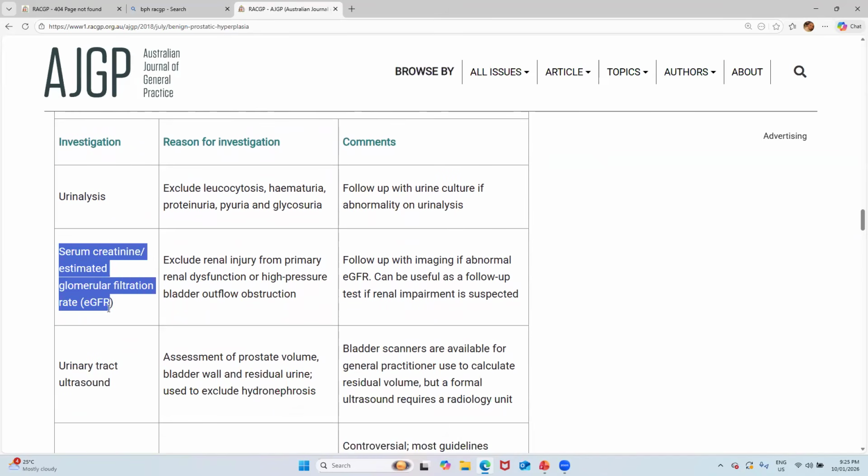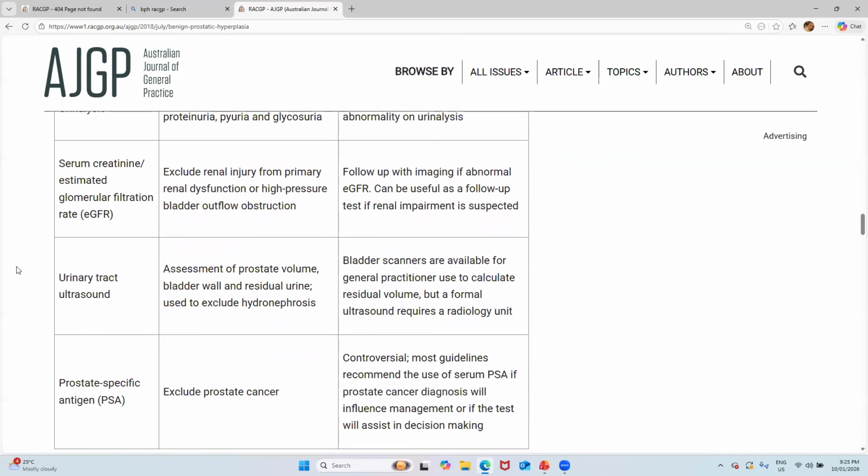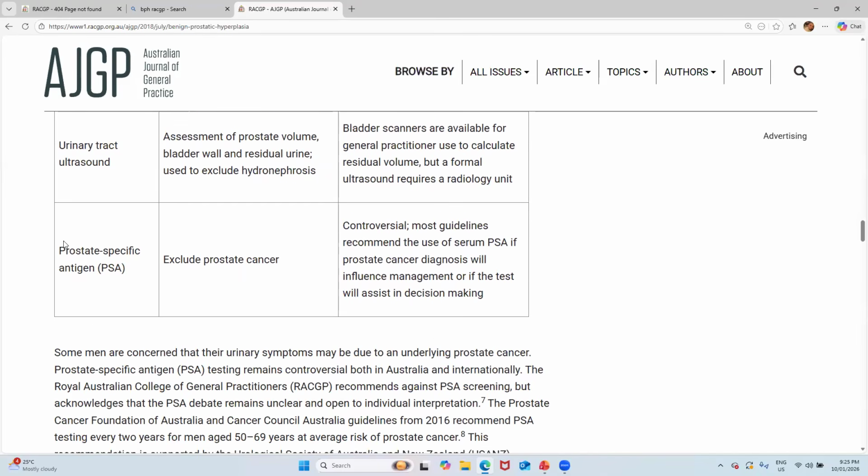Then you do blood tests and see the renal function, to see whether the kidneys are causing problems with the urine. And then we do a urinary tract ultrasound that includes your bladder, your kidneys, your ureter, and your prostate. And then prostate specific antigen to rule out prostatic cancer in elderly males.